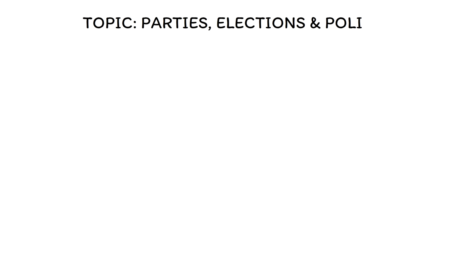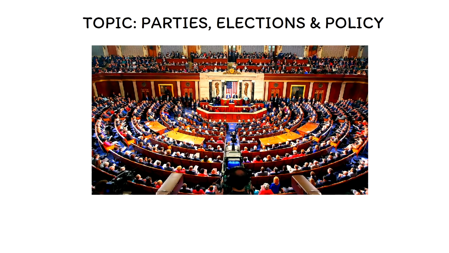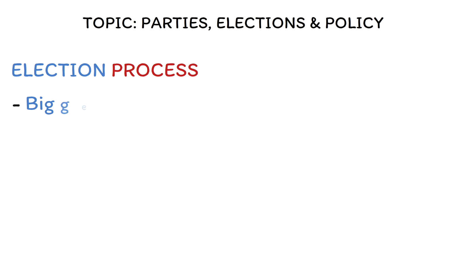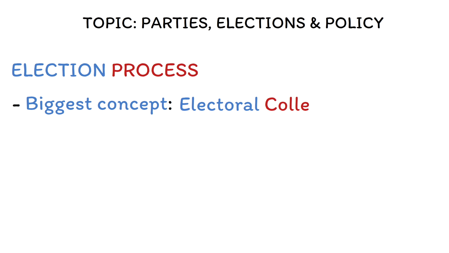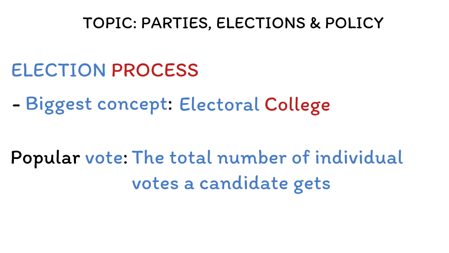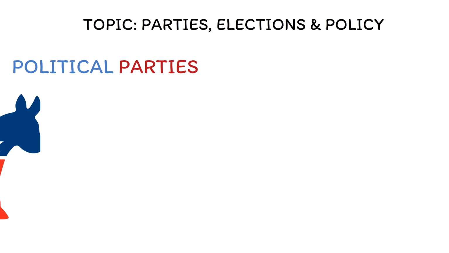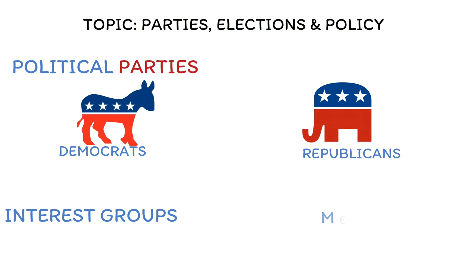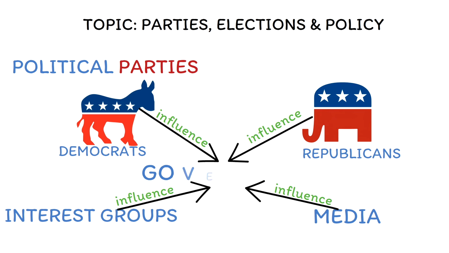Okay, our last topic is how all this comes together in the real world. Politics. This section covers how we choose our leaders and make our laws. You'll need to understand the election process. The biggest concept here is the Electoral College. You'll need to know how it's different from the popular vote, which is just the total number of individual votes a candidate gets. You'll also see questions about political parties, like Democrats and Republicans, and how they, along with interest groups and the media, try to influence the government.